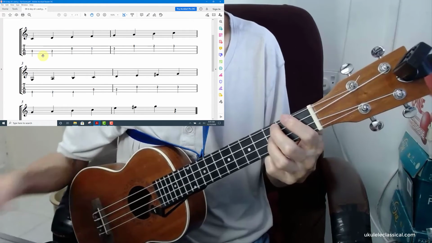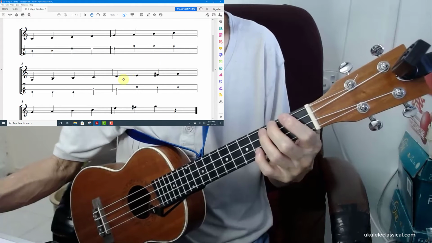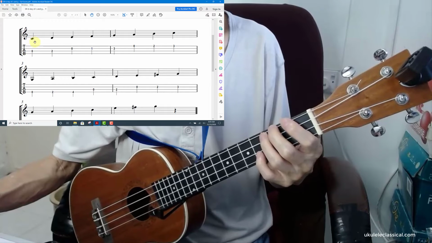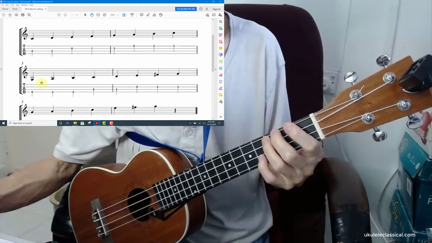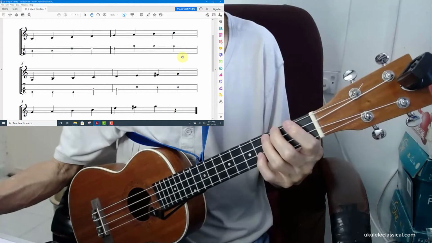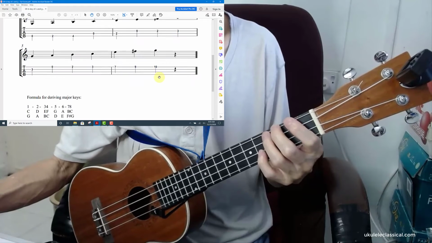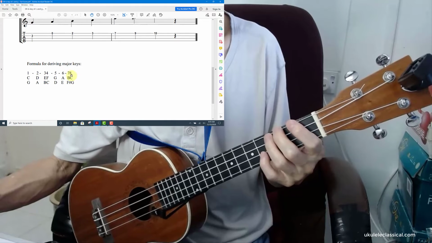You can see the key of C has a set of do, re, mi notes, and the key of G also has a set of do, re, mi notes. The difference is the key of C starts with a C note and ends with a C note, but the key of G starts with G and ends with G. But the difference between the two is that in the key of G, you have to sharpen the F in order to preserve the formula of having a semitone between 7 and 8.